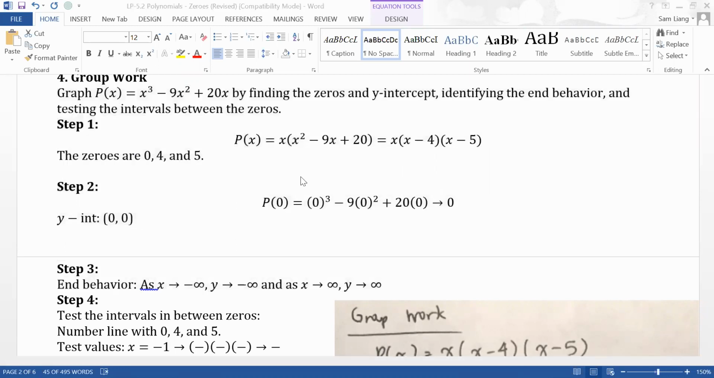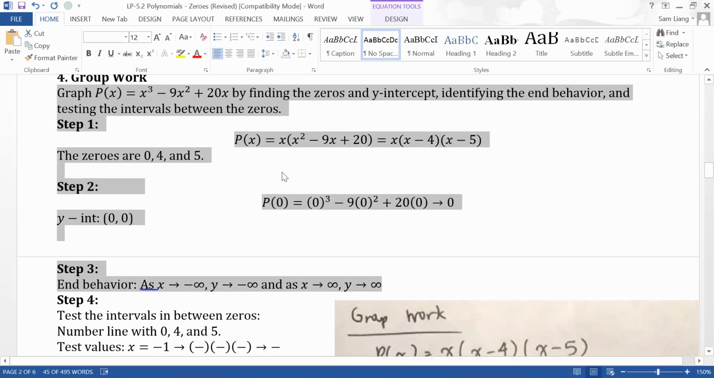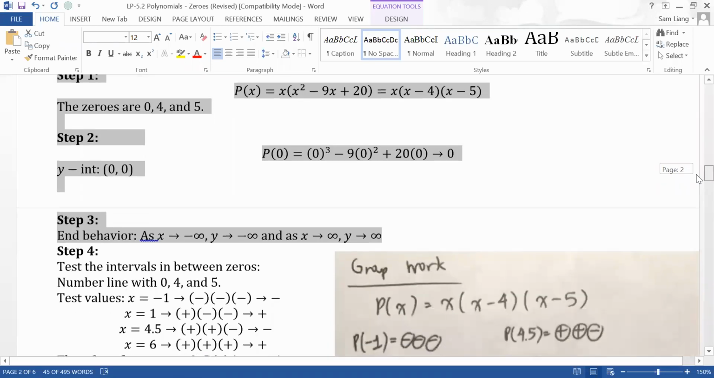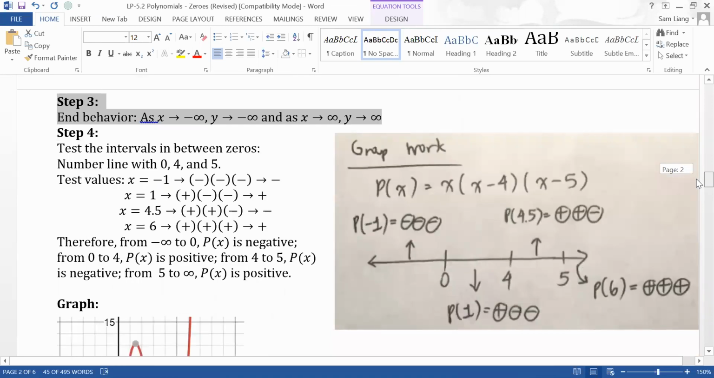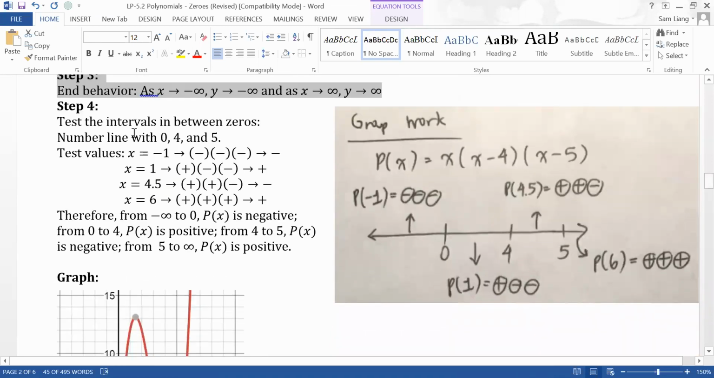All right, does anyone still need the first three steps? All right, if not, I'll move on. Step 4. So step 4, test the intervals in between the zeros. So we have a number line with 0, 4, and 5.